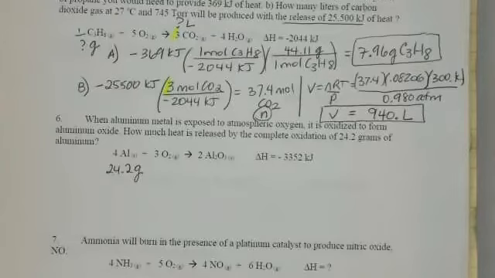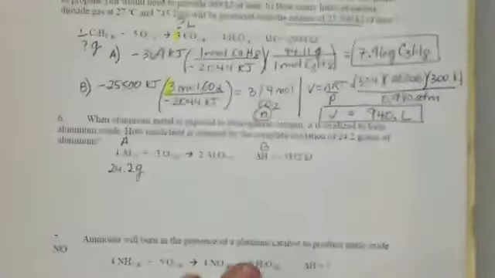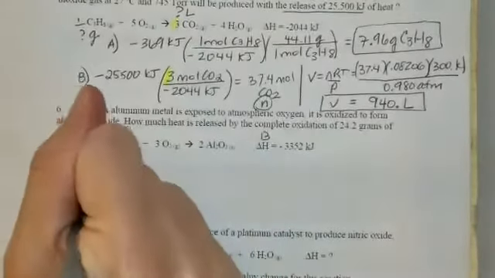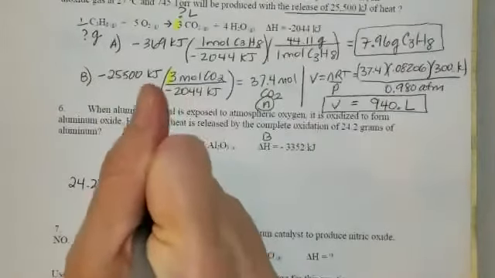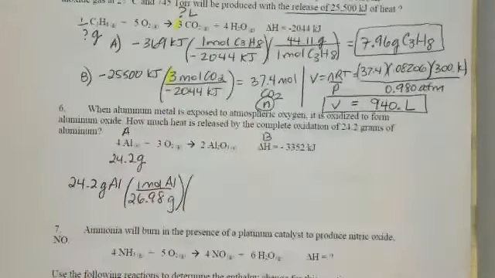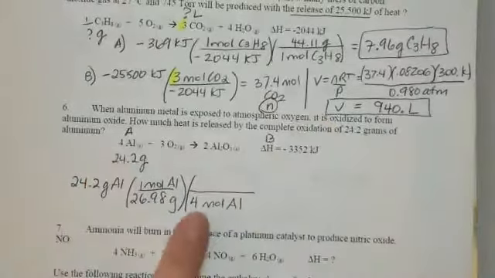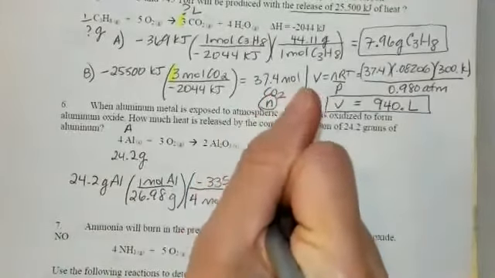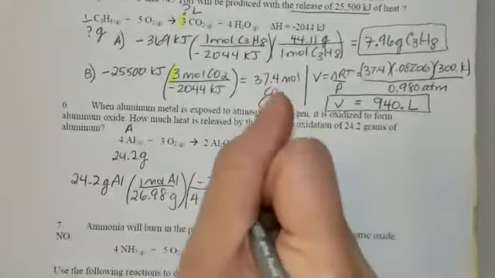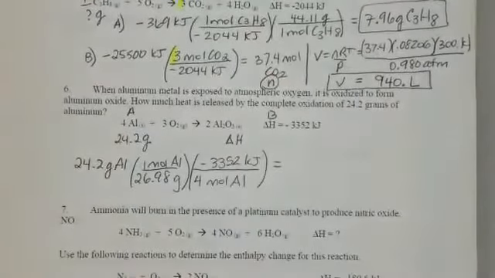So I've got 24.2 grams of aluminum, and I want to know how much heat is released. Aluminum is acting as the A, the heat is going to be acting as the B. So I have my 24.2 grams of aluminum, 26.98 is the molar mass from the periodic table. Then for the mole ratio, it's 4 moles of aluminum, getting rid of my A on the bottom, and my B is the negative 3352 kilojoules. That's my delta H as written, and I want to make sure to capture that molar coefficient of 4 for the aluminum.